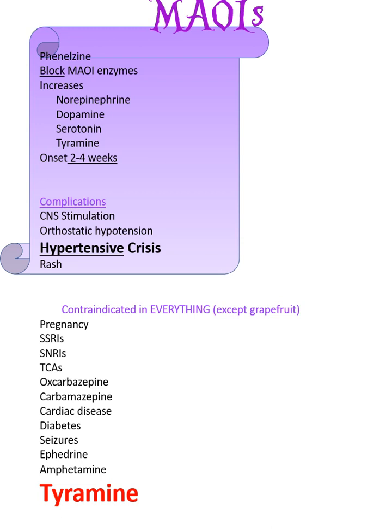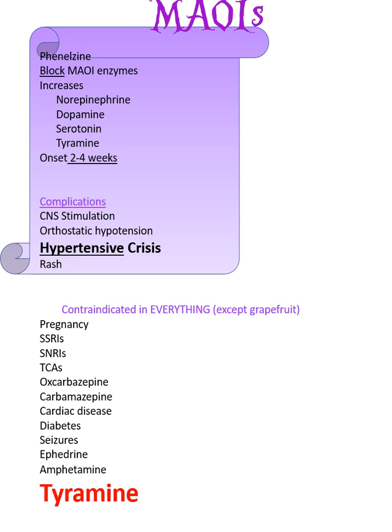And we got our MAOIs. Phenelzine is our big one. Blocks the MAO enzymes, increases norepi, dopamine, serotonin, and tyramine, and has an onset of 2 to 4 weeks. So big things that we can have: we can have CNS stimulation. We can have orthostatic hypotension and a rash. We can also have a hypertensive crisis when mixed with tyramines or certain drugs.